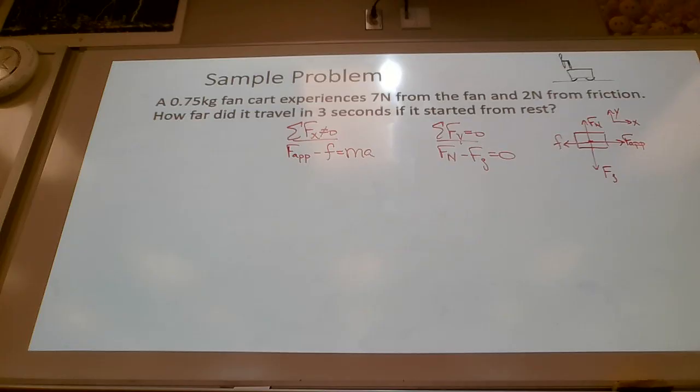Okay. Now, ultimately, what are we looking for? The question we're asked to solve for is distance. How far? Where in my setup do I say anything with distance? Mr. Smiley, you lied to us. Like, there's nothing about distance in my setup.